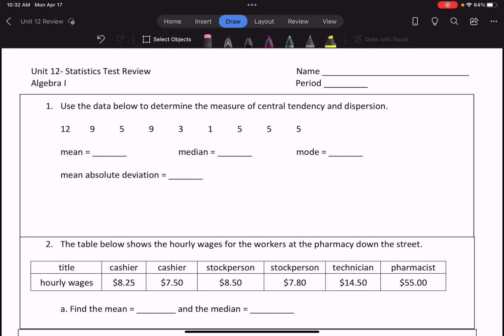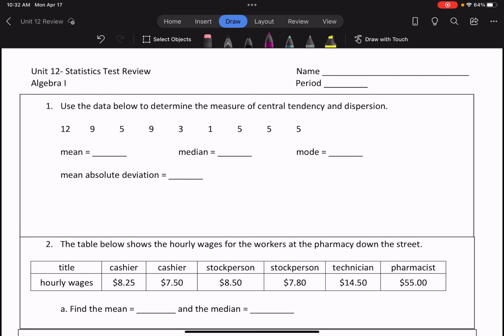Remember, this test is all over data analysis and statistics. So our first question is going to focus on a little bit of your 5-number summary, but really those measures of central tendency. So your mean, median, mode, and your MAD. So this is all from 12.1 if you're looking back at the notes. But it says use the data table below to determine the measures of central tendency and dispersion.